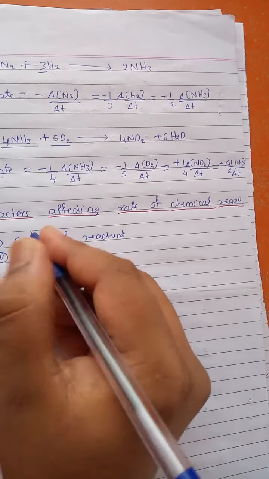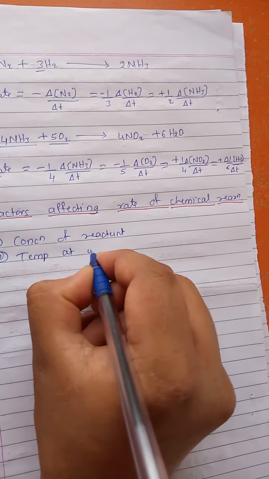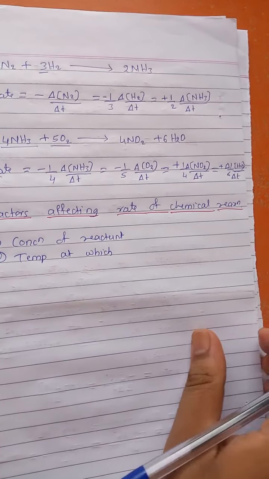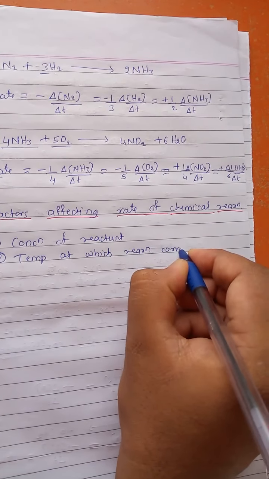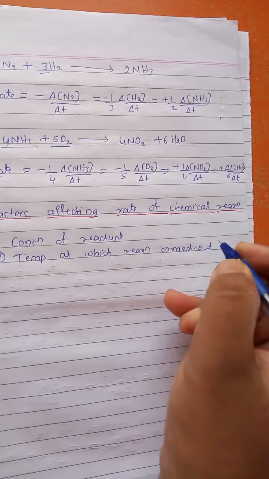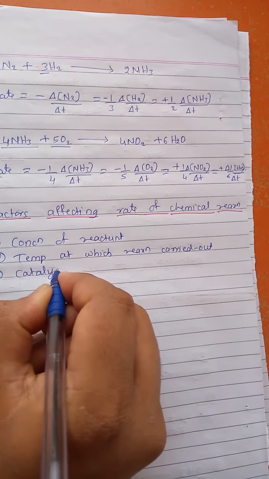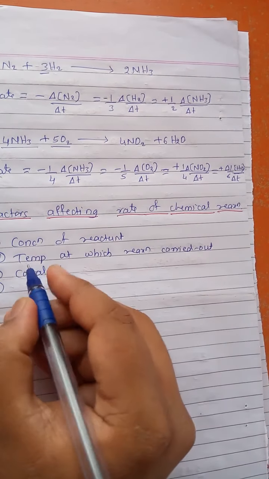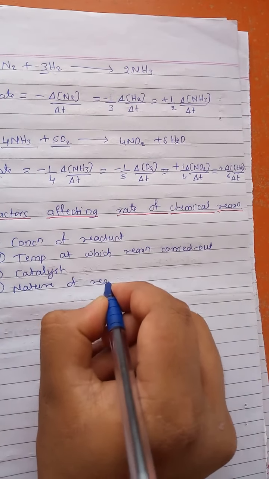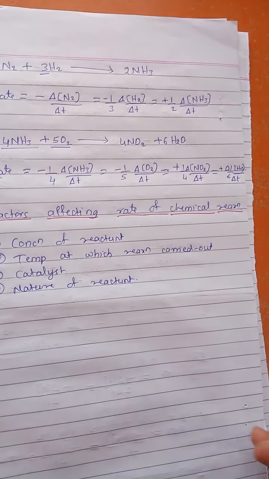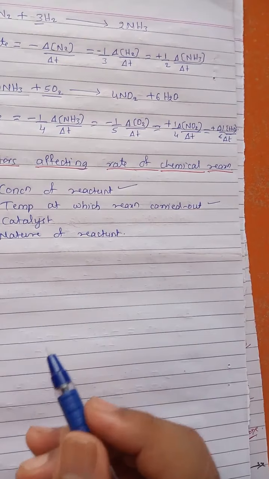Second one, temperature at which the reaction is carried out. Third one, catalyst. Fourth one, nature of reactant. These are the four important factors. First one is the concentration of reactant.